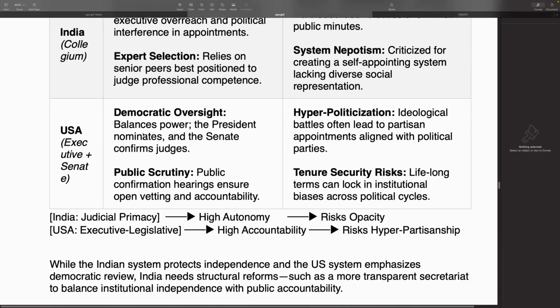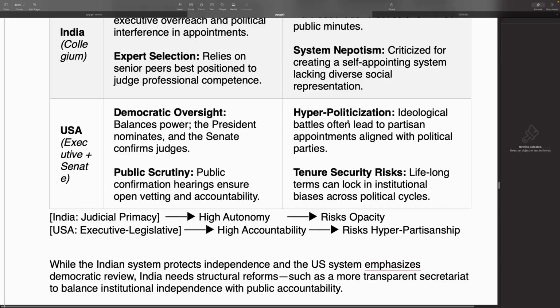USA. What are the advantages of USA executive plus Senate? Democratic oversight, balances power. The president nominates and the Senate confirms the judges. Public scrutiny, public confirmation hearing, ensures open vetting and accountability.